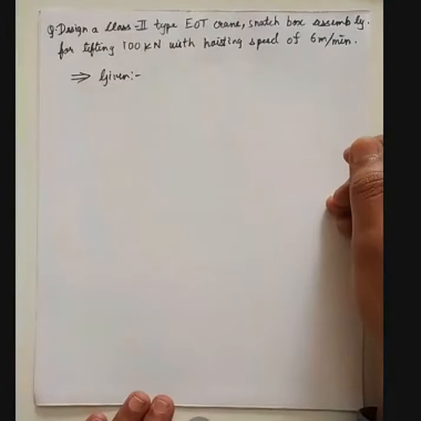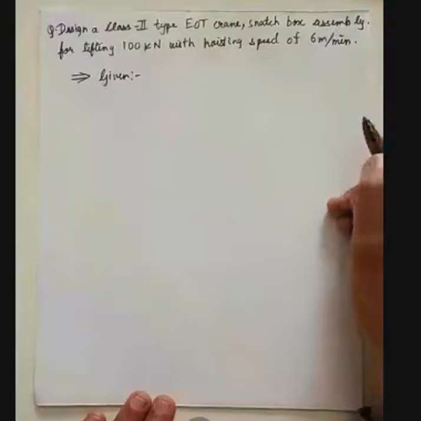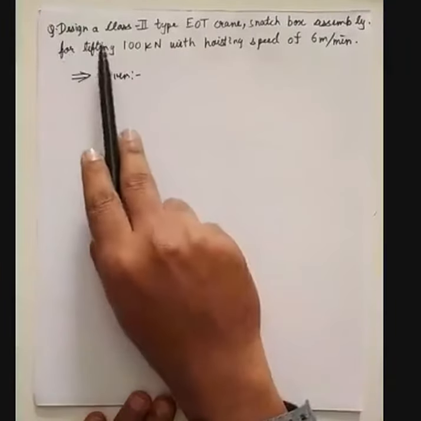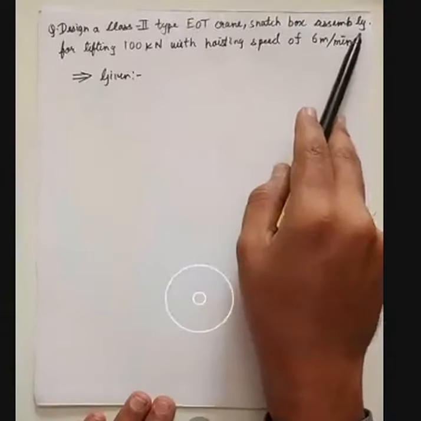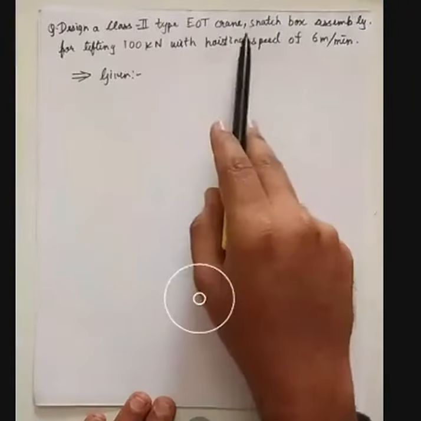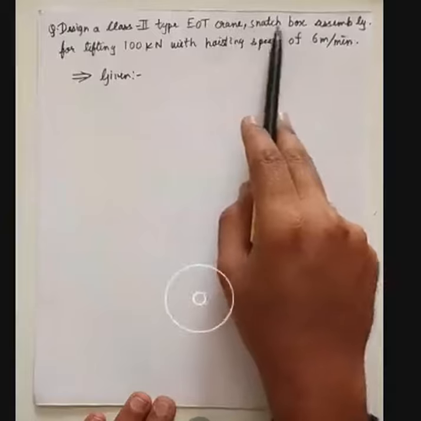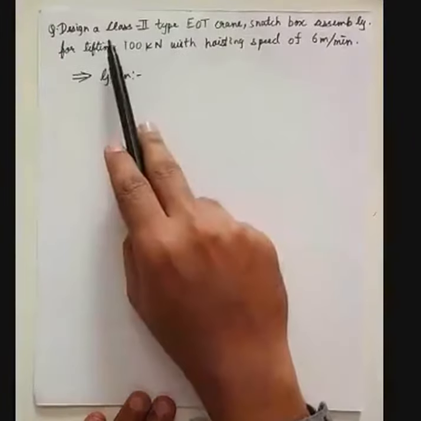So this is all about what is said. What are the specifications you have to use? We have to design a class 2 type EOT crane snatch block assembly. Right? It is specifically mentioned EOT crane में snatch block assembly खाली आपको डिजाइन करना है.